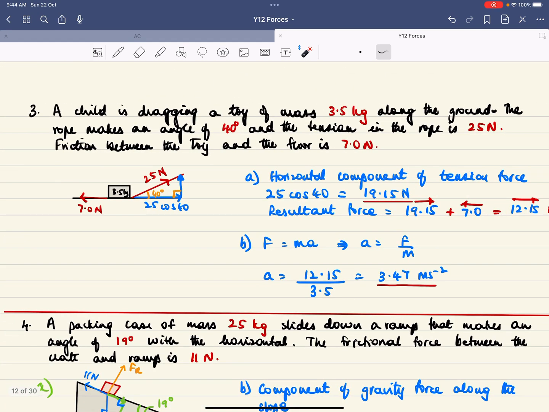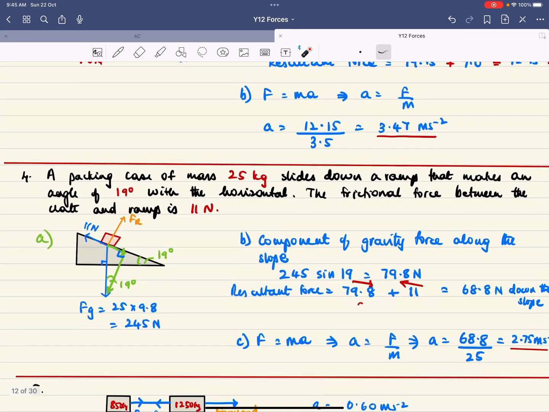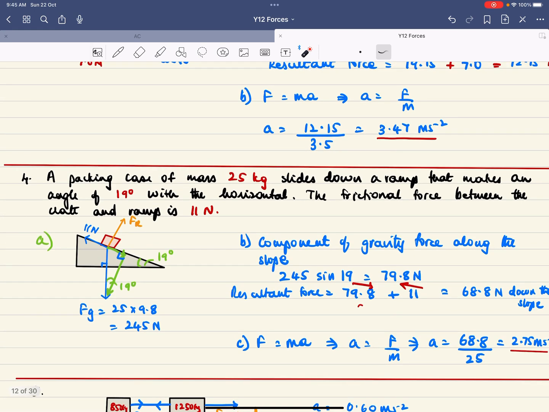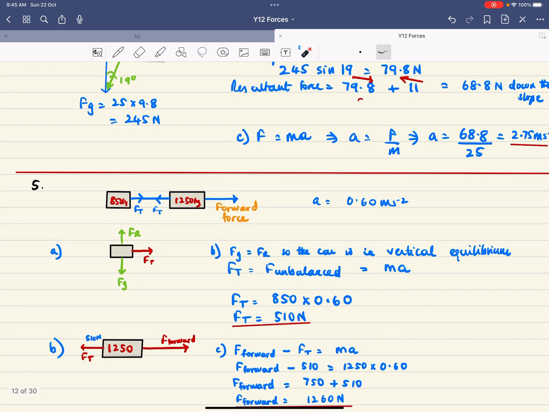Here's another one. So when you're doing the resultant force, don't forget the direction. If you're subtracting, then you need to add the opposite. Okay, and then here you go. Here's one more. And then here's this one.